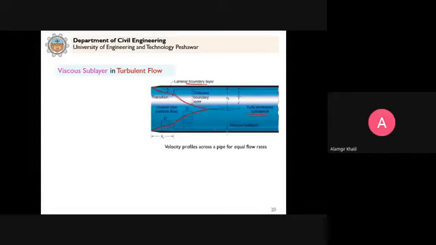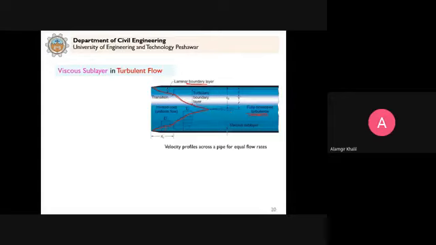Now, with this fully developed turbulent flow, the same concept applies, and we will have a velocity profile for the turbulent flow, like we saw earlier in the laminar flow.